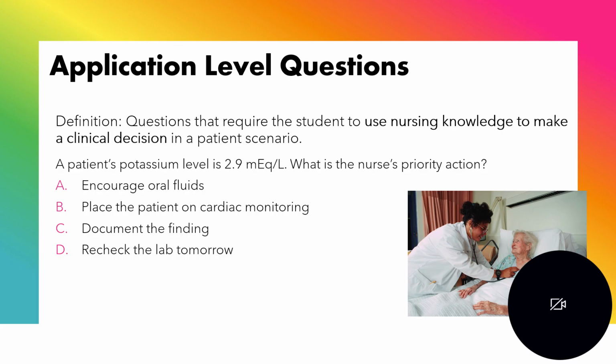So let's look at the example. A patient's potassium level is 2.9. What is the nurse's priority action? So your question here is an action. What are you going to do as the nurse? They gave you the patient's labs. That is your scenario. But now they're asking you to go further. It's one thing to memorize the labs, but what do you do about them? So that is our next step into the application level of Bloom's taxonomy.